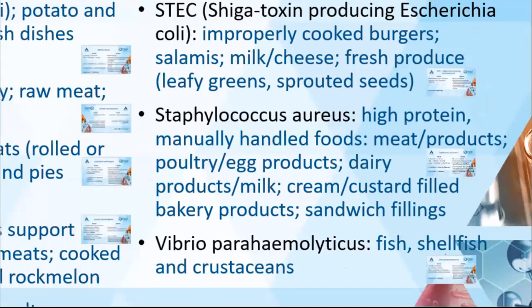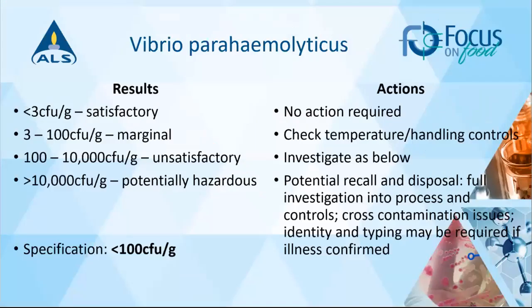Finally, in this section, Vibrio parahaemolyticus, it's an issue with all types of fish, shellfish, crustacea, and their products. Specifications should be set quite low, less than 100 CFUs per gram. Any counts in excess of 10,000 CFUs per gram would probably result in a product recall and disposal.